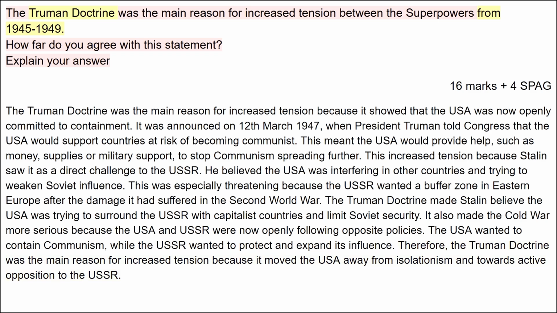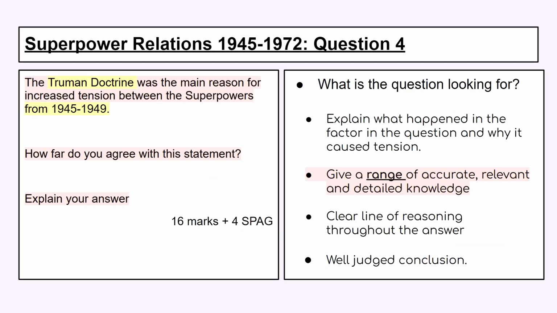So, this is the start of our answer. But the exam spec says, give a range of accurate, relevant and detailed knowledge. We've not really given a range here. We've shown we know a lot about the Truman Doctrine, but not about other events. At the moment, we're in level 2, 8 marks maximum. We need to move into the higher levels by talking about other events from that time period.